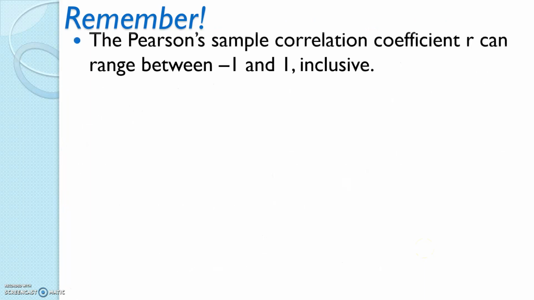You have to remember, the value can be between -1 and 1 inclusive. So all the numbers that are between -1 and 1 can be an answer. For example, -0.32, -0.97, or 0.97, as long as the value is between -1 and 1.